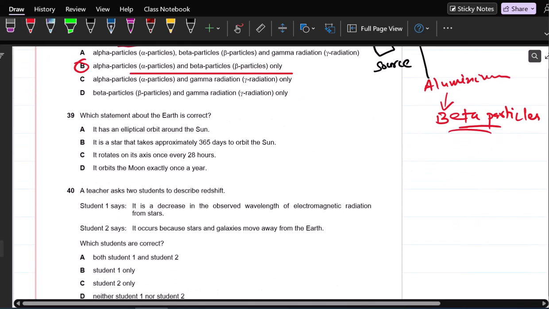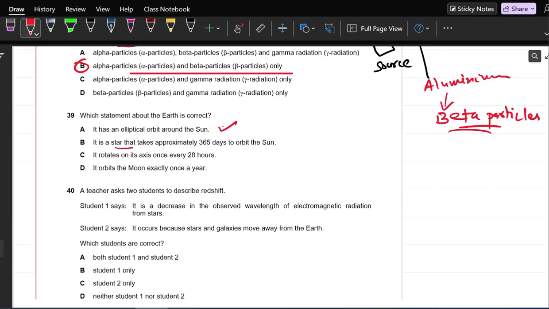Which statement about the Earth is correct? Okay, it has an elliptical orbit around the Sun. Yes, true. It is a star. No, it is a planet. It rotates on its own axis. No, 24 hours. This statement is wrong. It is actually 24 hours. It orbits the Moon. No, the Moon orbits the Earth once a month, not once a year. So A is right.